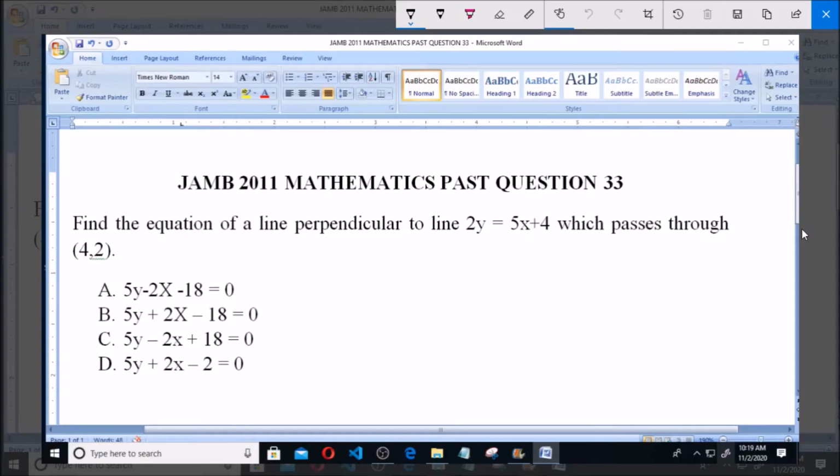I will be answering JAMB 2011 Mathematics Past Question 33. Find the equation of a line perpendicular to line 2y is equal to 5x plus 4, which passes through (4, 2). So we're asked to find the equation of a line perpendicular to what? Line 2y equals 5x plus 4.